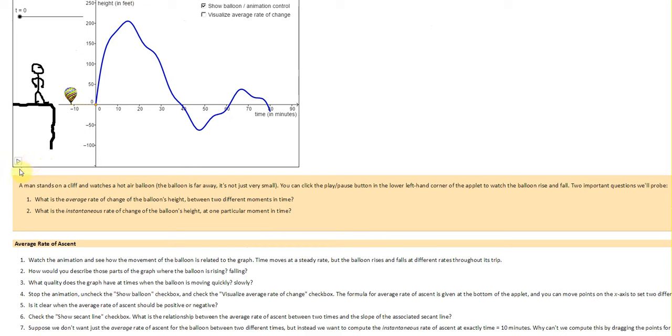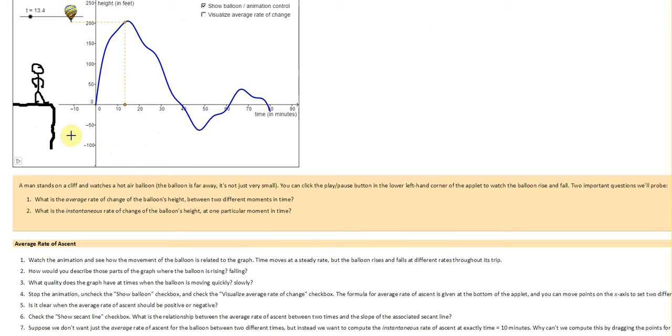Now, first I want to just show you this little scenario. It's a guy standing on a cliff and there's a hot air balloon he can see floating away in the distance. And he's just graphing how high it is over different periods of time. So let's have a little look. There it goes, it's floating away. You can see where it's at, depending on the time.